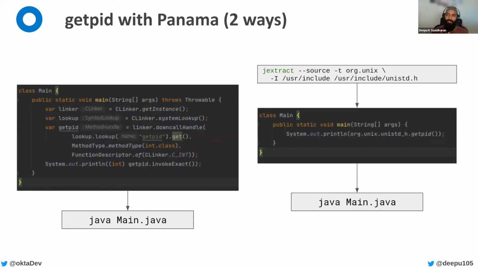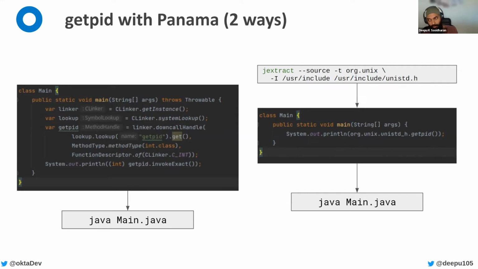So let's see how we could do the same using Panama. There are 2 ways to do this with Panama. The first one, on the left side, would be doing it manually using the foreign linker and the memory APIs. It's just a few lines of code. You get an instance of the linker, the new foreign linker API. You do a system lookup here, because you are going to get it from the system, and you get a down call handle for that particular function. That's it. Then you invoke that function. It's as simple as that.